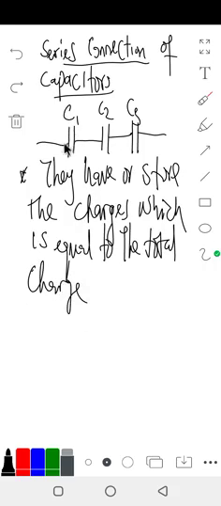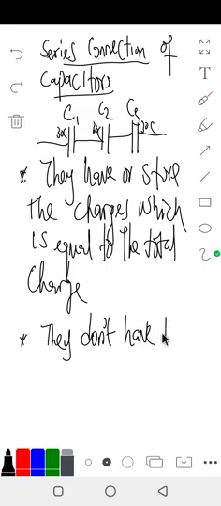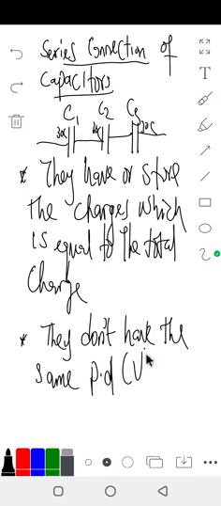Let me assume this one stores 30 coulomb. The charge that will be in this one will also be 30 coulomb. The charge in this one will also be 30 coulomb. They store the same charge. Capacitors store the same charge when in series, but they don't have the same potential difference. That means they don't have the same volt or the same voltage.